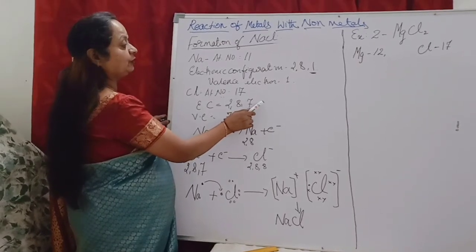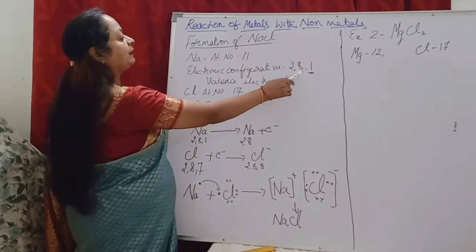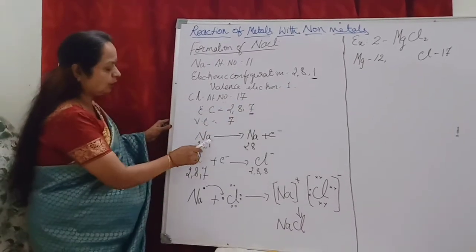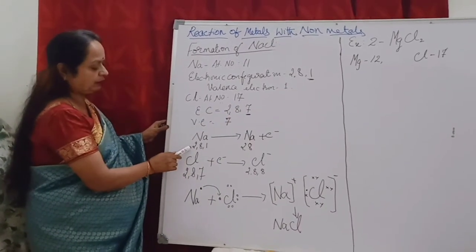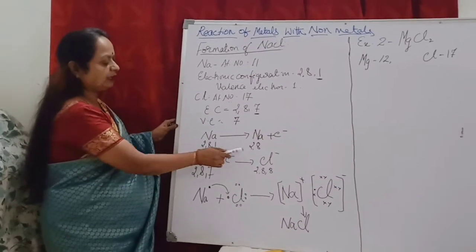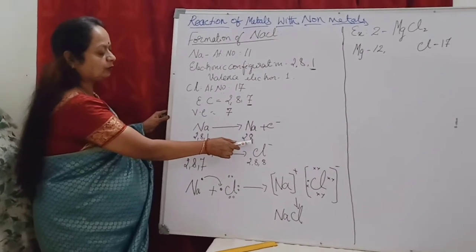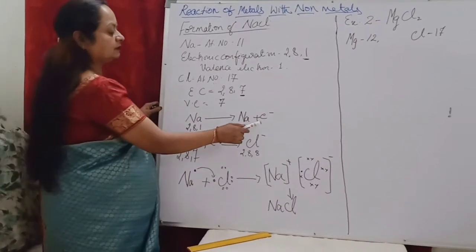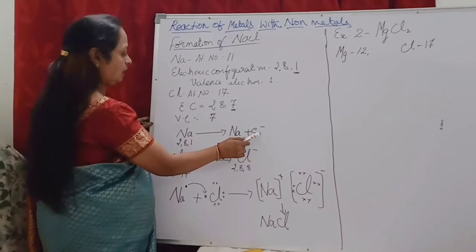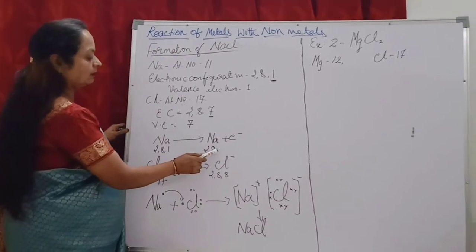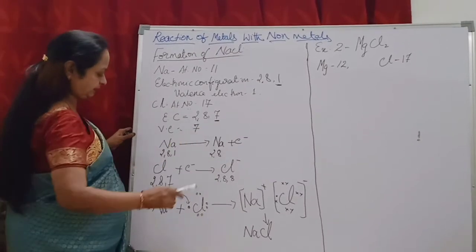By gaining 1 electron. How does sodium become octet? By losing 1 electron. Sodium, what is the electronic configuration? 2, 8, 1. It becomes octet, 8 in the outermost orbit. How? By losing 1 electron. This is the 1 electron lost. So 2, 8. It attained octet electronic configuration.